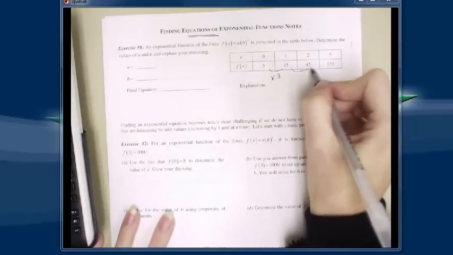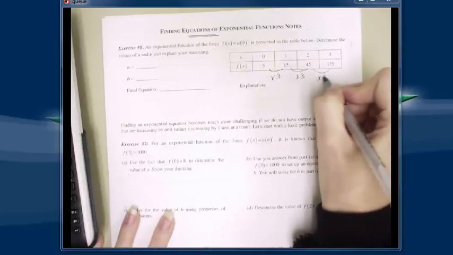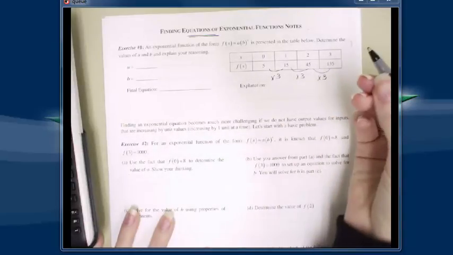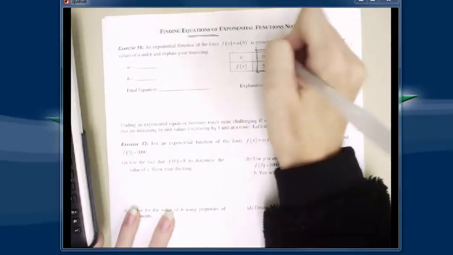To get from 15 to 45, I multiplied by 3 again. And then 45 to 135, I multiplied by 3 one more time. The other thing you want to notice is here's our y-intercept.